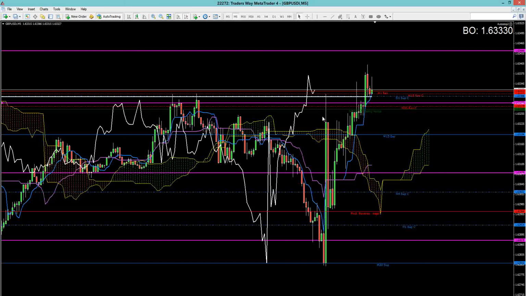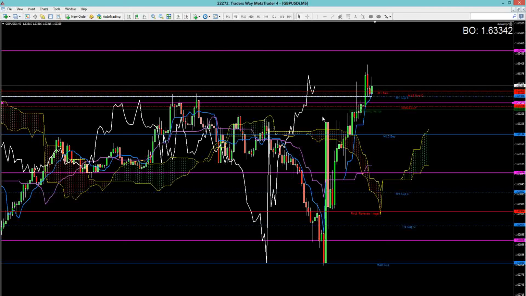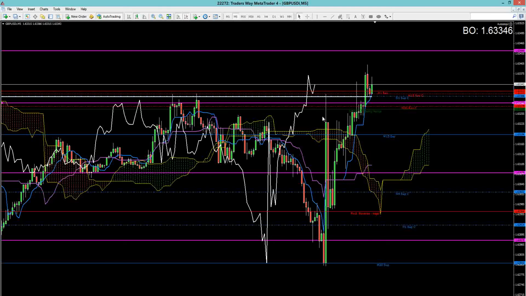Where with pivots, things like that, if it blows through the pivot levels, they're kind of useless for the day. So if your S1, S2, and S3 on a pivot are blown through, they become useless. So I do prefer Murray math lines.